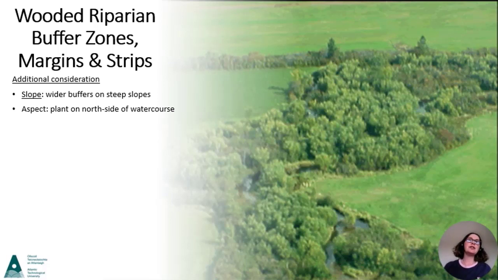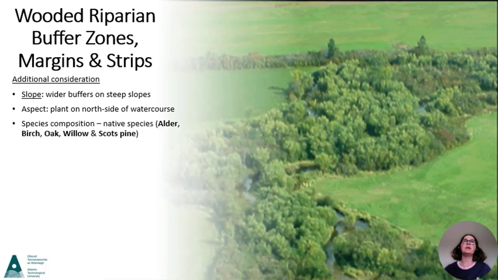Aspect here isn't as critical. Here you normally plant actually on north side of the watercourse. And again, you're looking at putting in different types of tree species. So it won't be as critical to that south side facing slopes.